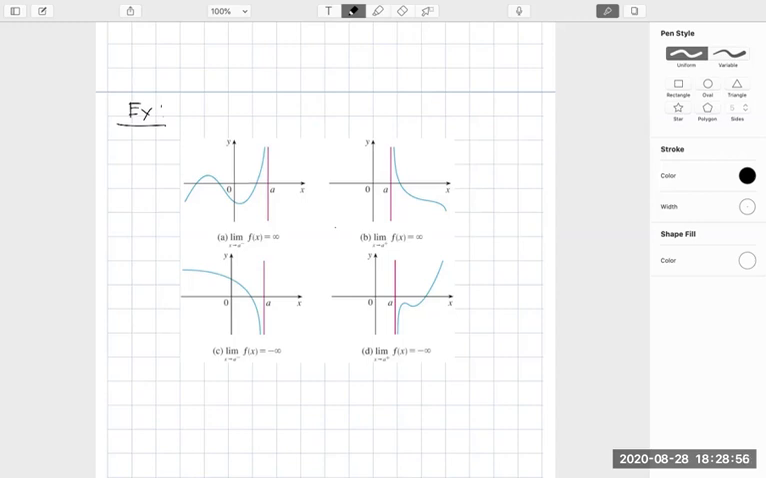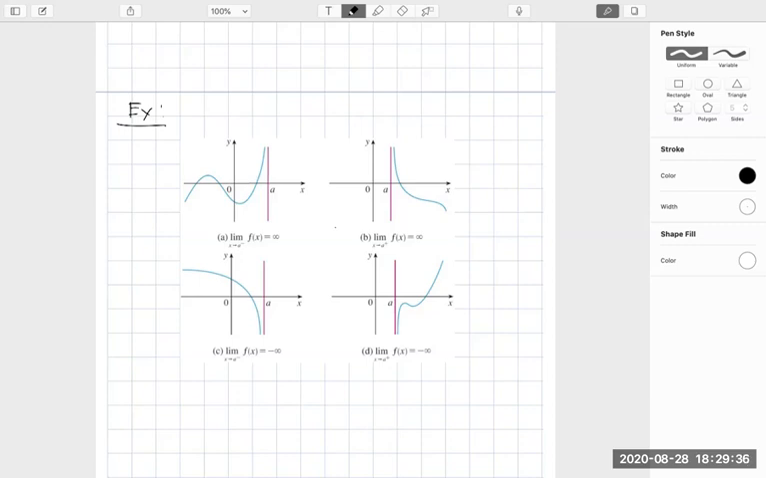Or if x goes to a from the left side and f of x becomes a very small number, negative infinity, going down this way, we write the limit of f of x is equal to negative infinity when x approaches a minus. And a similar story: the limit of f of x as x approaches from the right side of a is equal to negative infinity, as in this figure. Okay?